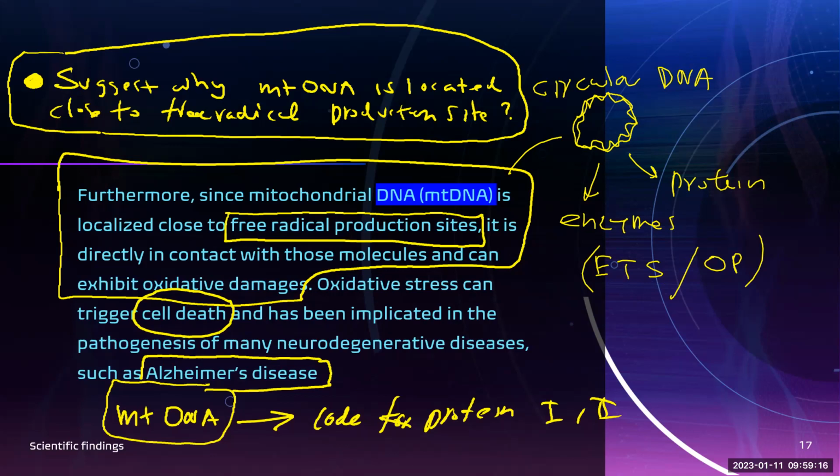So free radical damage can have an effect on this circular DNA, and it is not protected with histone. So it is more of a target for the free radicals because it has no protection. Oxidative stress can trigger cell death and has been implicated in the pathogenesis of many neurodegenerative diseases such as Alzheimer's disease. Parkinson's disease we learn in the syllabus.